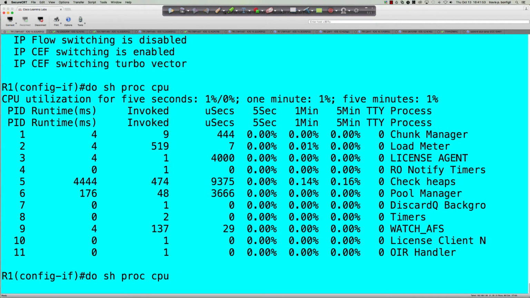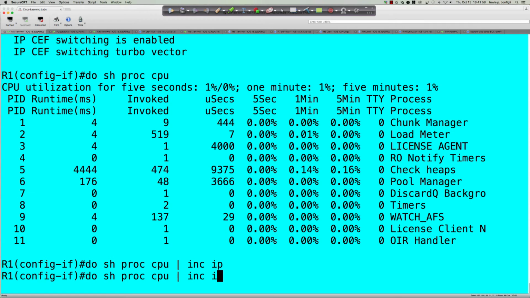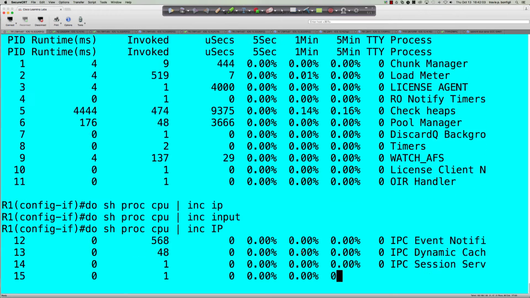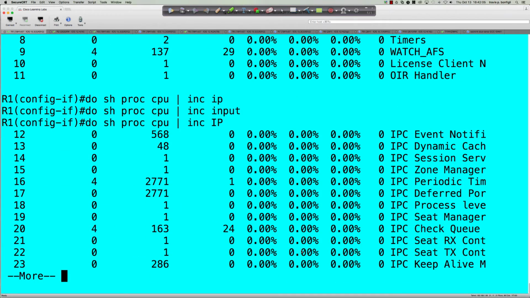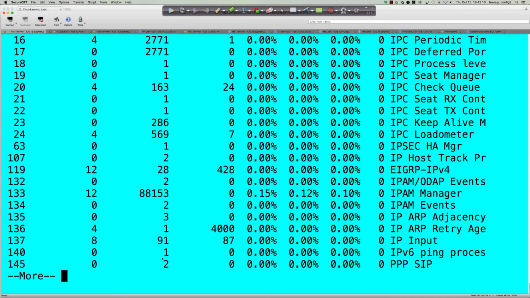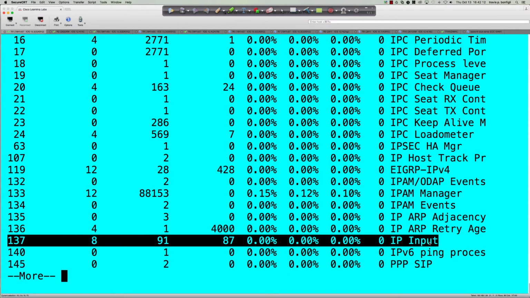And here's what we're looking for. So do show proc cpu, include IP, or input, is it? Input. Is it input? Or I'm sorry, it must be capital IP. There we go. All right. So when we take a look at IP, there's the process I'm looking for right here, right? IP Input. So let's take a step back to process switching, right? Again, process switching's available. It's on every IOS, on just about every single router. It is out there as an option.